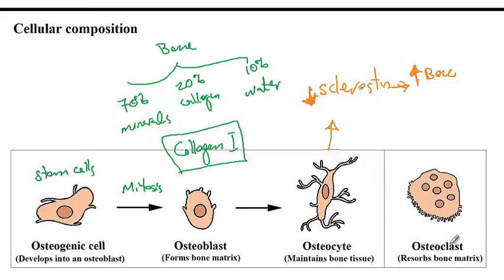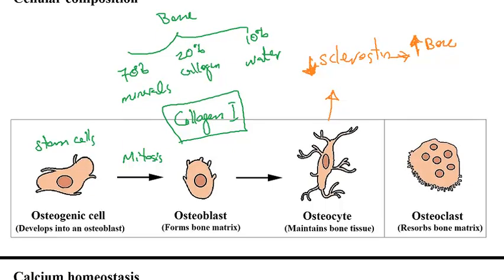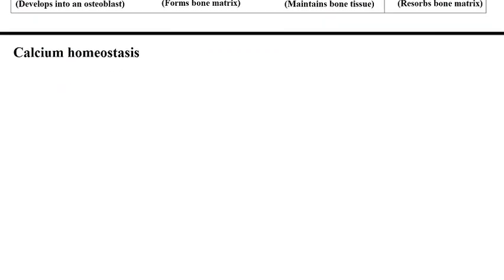So osteoclast is very important for bone remodeling. In addition, by digesting bones, osteoclast will release calcium that can help increase the blood concentration of calcium under conditions that there is a drop in calcium. So speaking of calcium homeostasis, basically there are two important hormones that will regulate calcium concentration in the blood.